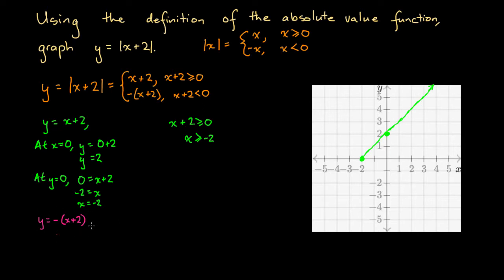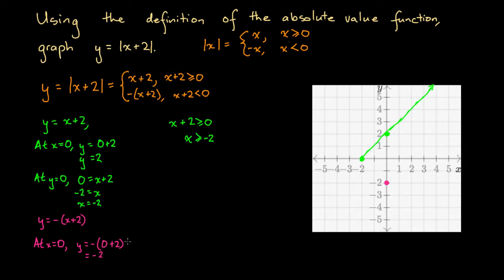This is a linear expression. So consequently, we just need to find two points. Let's find the x and y intercepts. Let's find the y intercept first. So we'll say at x equals 0, which is associated with the y intercept, we've got y equals minus 0 plus 2, that's just 2. So y equals 2. Let's plot that. x equals 0, 0 units left or right, and y equals 2, that's 2 units up.